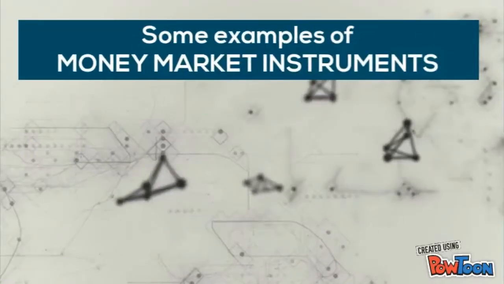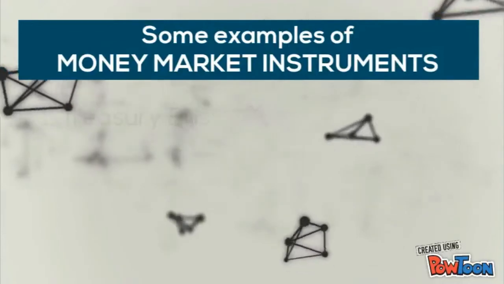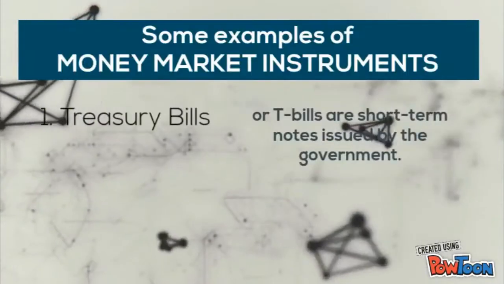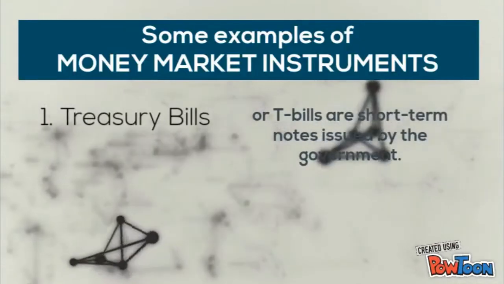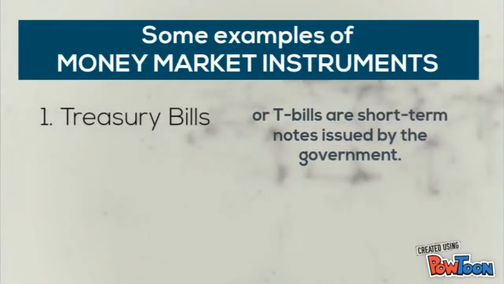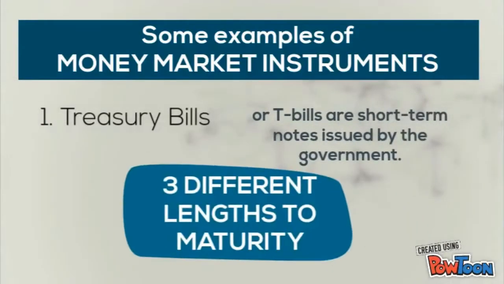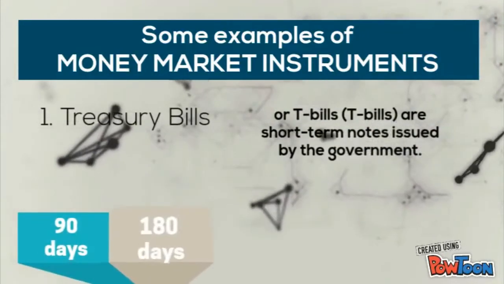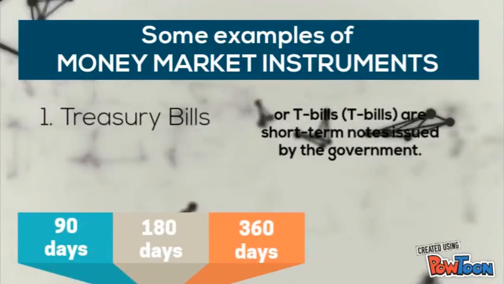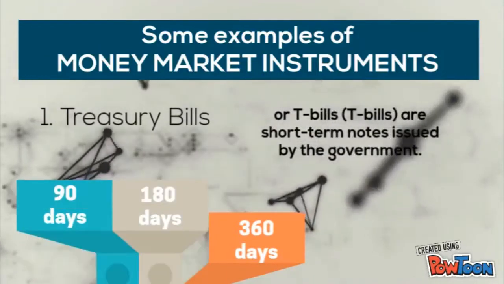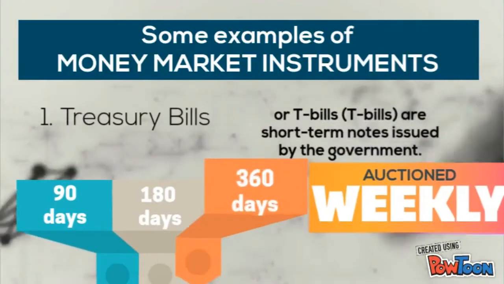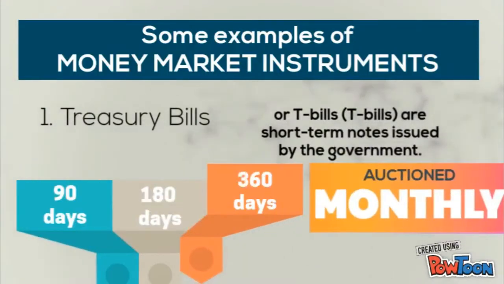Some examples of money market instruments. Number 1. Treasury bills or T-bills are short-term notes issued by the government. They come in 3 different lengths to maturity: 90, 180, and 360 days. The 2 shorter types are auctioned on a weekly basis, while the annual types are auctioned monthly.